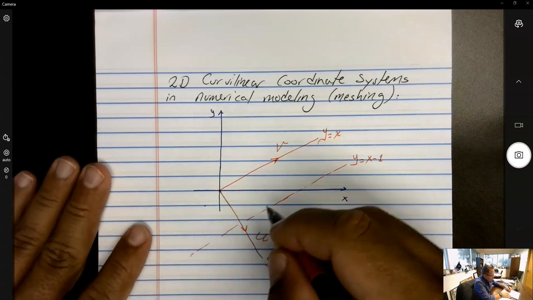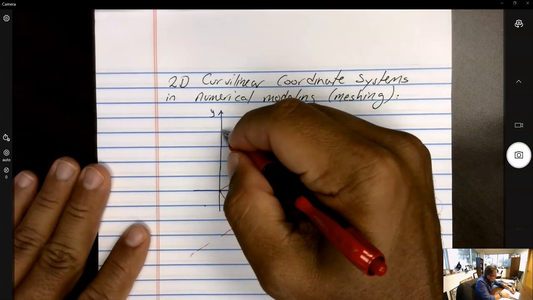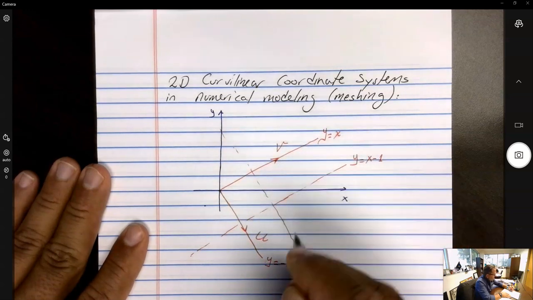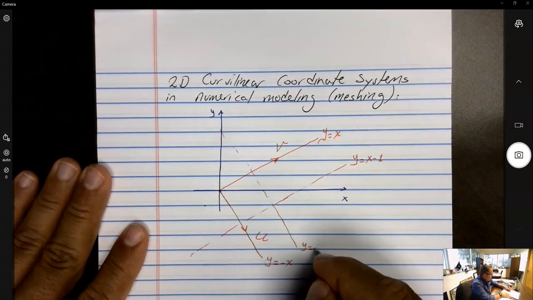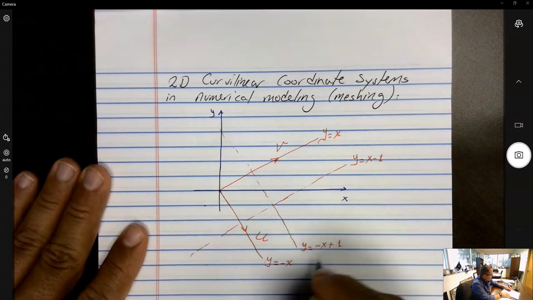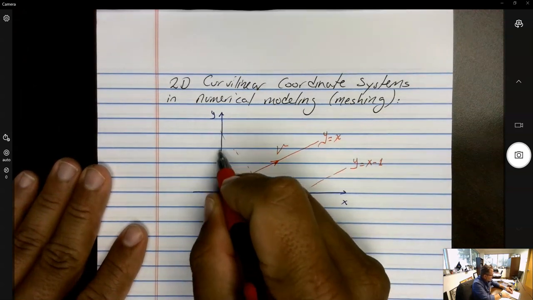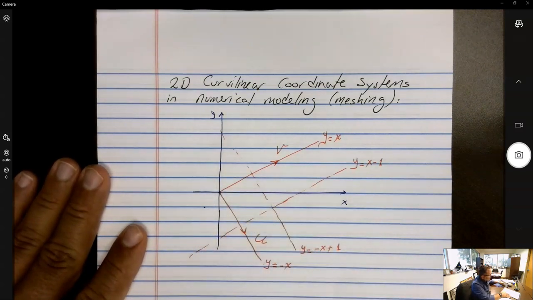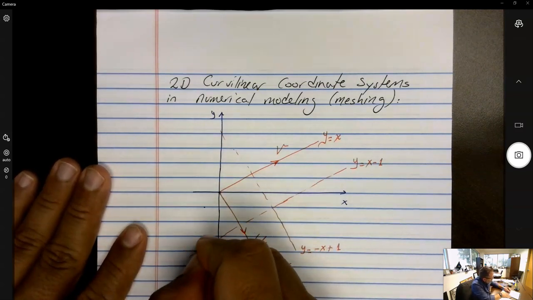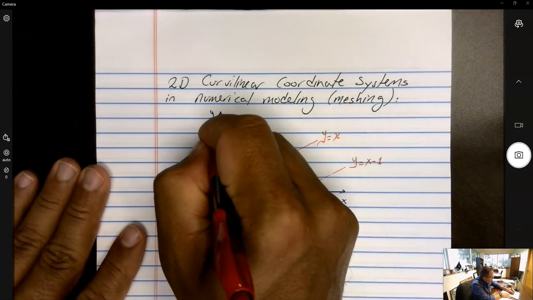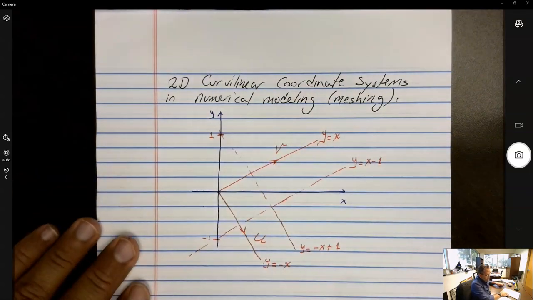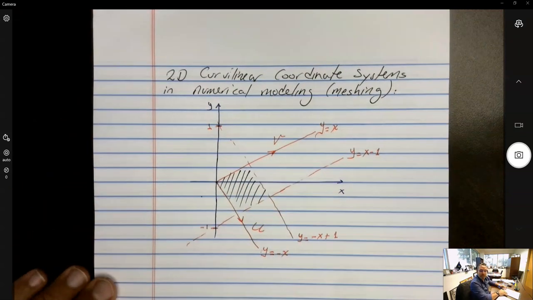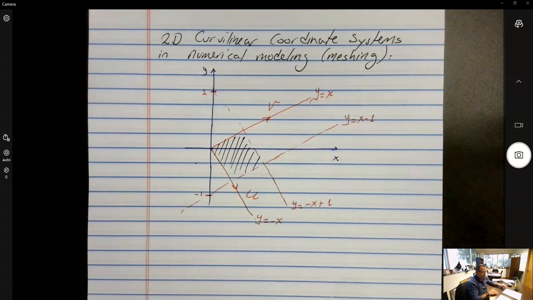And let's call this line right here y equals minus x plus 1. So same slope, but intersecting the y-axis. This one intersects the y-axis at minus 1, and this one intersects the y-axis at 1. And the intersection of these makes up that shaded area.